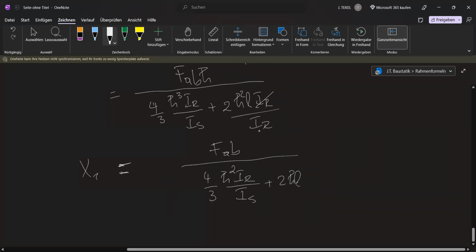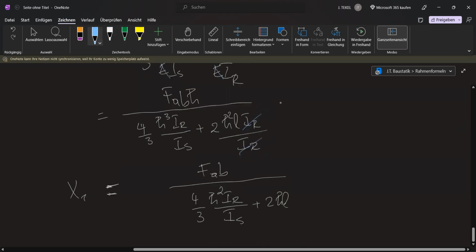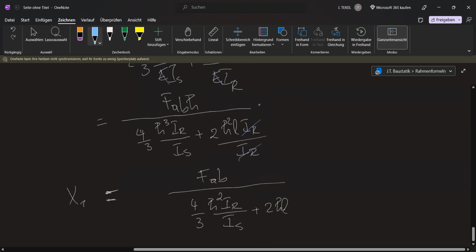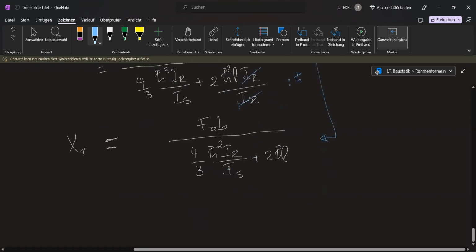After simplifying this equation, I'm gonna do it in a different color. After simplifying this equation and dividing both the numerator and denominator by h, that's where we land.